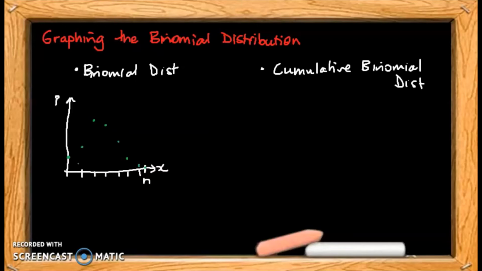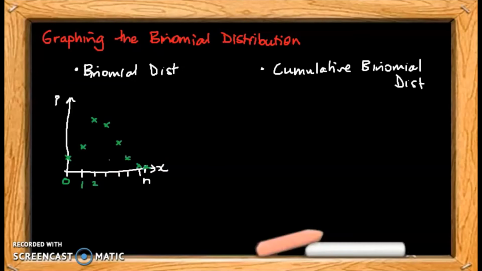So you might have a binomial distribution graph that looks something like this. And this one shows you that the probability of having 0 outcomes out of 7 is this point. The probability of 1 outcome is this. 2 outcomes out of 7 is here. And so on for 3, 4, 5, 6, 7.